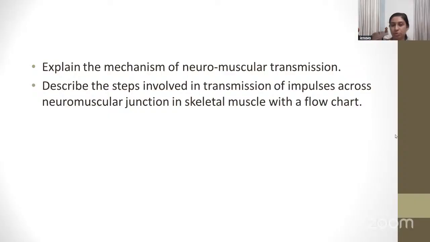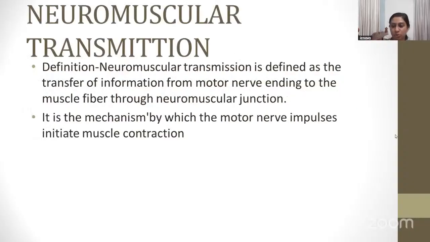Now, this is also a very important question. The neuromuscular transmission. What are the steps involved in the transmission of impulses across the neuromuscular junction in skeletal muscle, with a flow chart? So, what is a neuromuscular junction? As the name indicates, it's a junction between the nerve terminal and the muscle end plate.